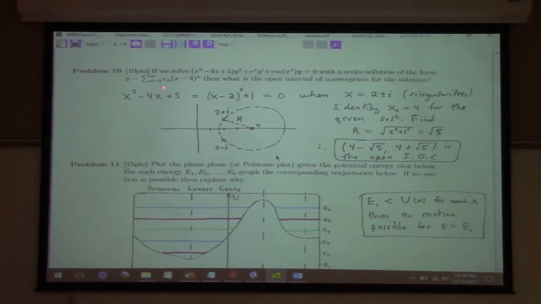Now, I asked what's the open interval of convergence for this solution. This solution is by construction centered at 4. So the question is, how far is it from the singularities to 4? So I have to think about that distance in the complex plane. And so I'm going over 2 and up 1. That's the distance of root 5. And so I get 4 plus or minus root 5. That's my open interval of convergence.